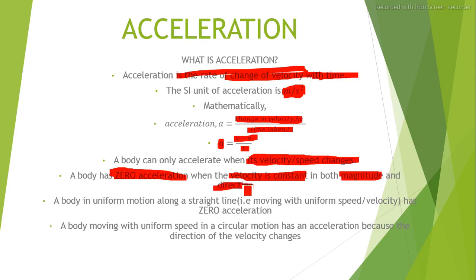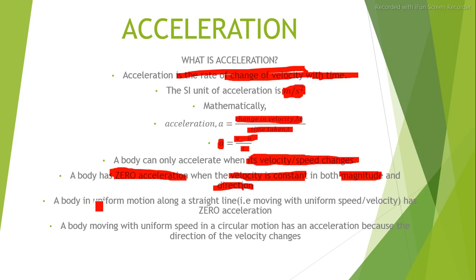We say that velocity is a vector quantity. Velocity has both magnitude and direction. So in order for acceleration of a body to be zero, the velocity must be constant. We say before there can be acceleration, there must be change in velocity. So if there is no change in velocity, either in magnitude or in direction, then definitely the acceleration will be zero. So that's what that statement is saying.